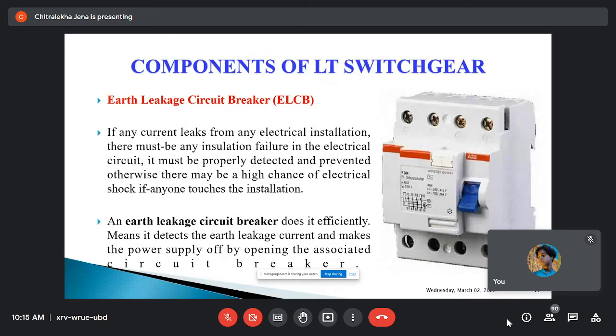So the earth leakage circuit breaker does this efficiently. It detects and prevents it by disconnecting. Otherwise that has to be corrected. If you are getting a shock in most cases in a particular appliance, you have to correct it, otherwise there may be a chance of high electrical shock. So here you see the second point: the earth leakage circuit breaker detects earth leakage current and makes the power supply off by opening the associated circuit breaker. Am I clear to each one of you? Yes, ma'am.